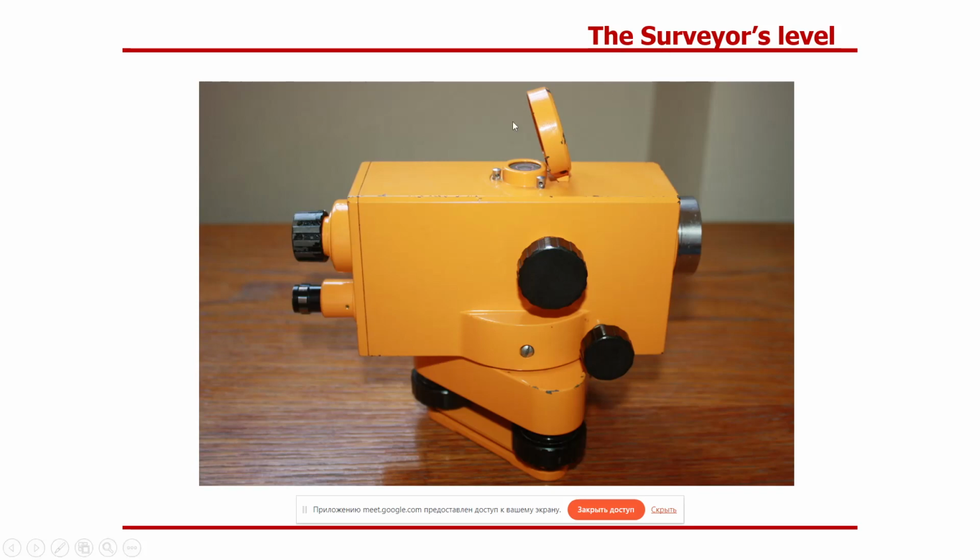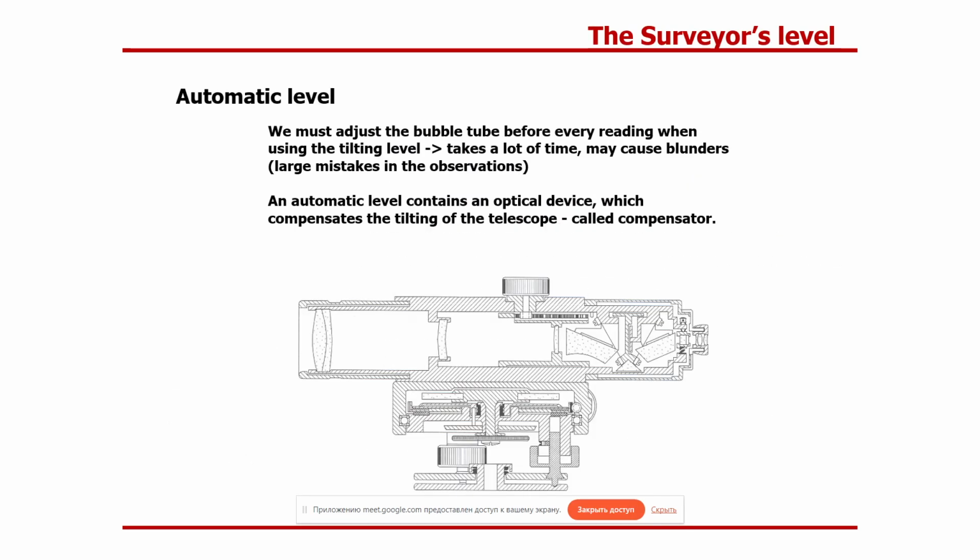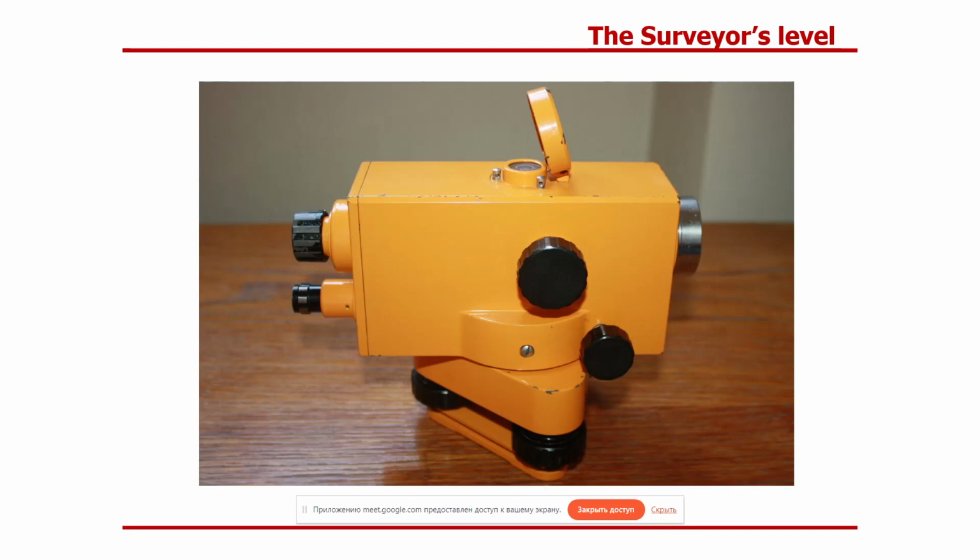You have only one circular bubble level on the top of the equipment, and while the bubble stands at the zero point in the center of the glass, we can continue or begin our observation and see the image of the rod in our ocular.